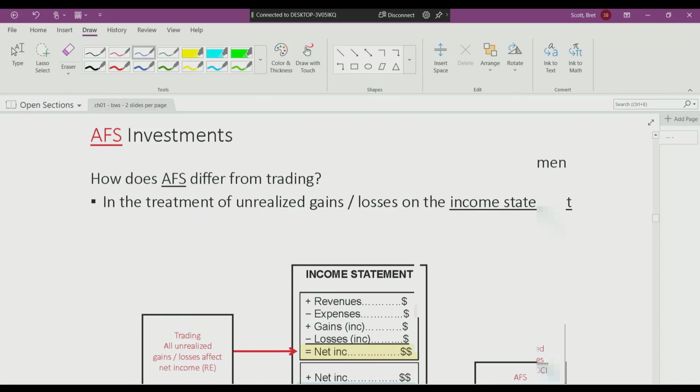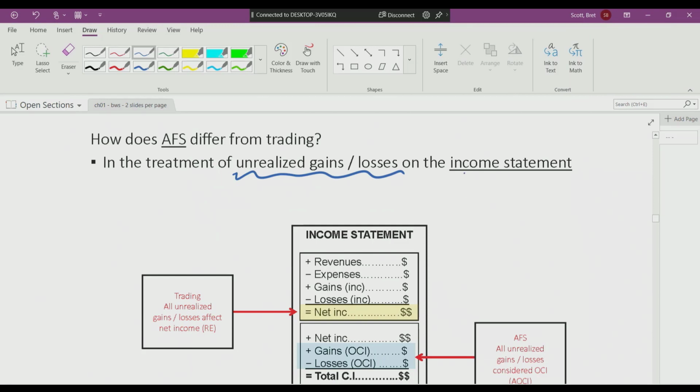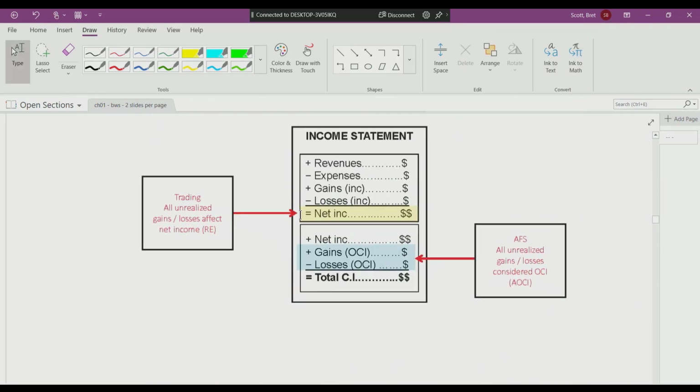Well, first, it differs in how we present the unrealized gains and losses on the income statement. Down below, I'm giving you a glimpse into what we're about to see. In trading securities, we show the effects of gains and losses, regardless of whether they're realized or unrealized, above the net income line item. We show this as other gains, other losses, other revenues, other expenses, down below in the income statement. But the key thing here is that any gains and losses on trading securities affect net income.